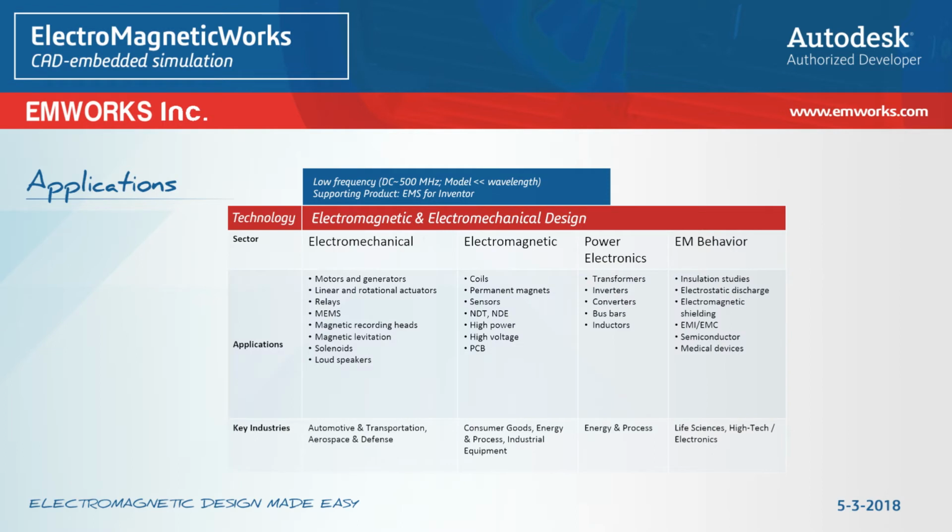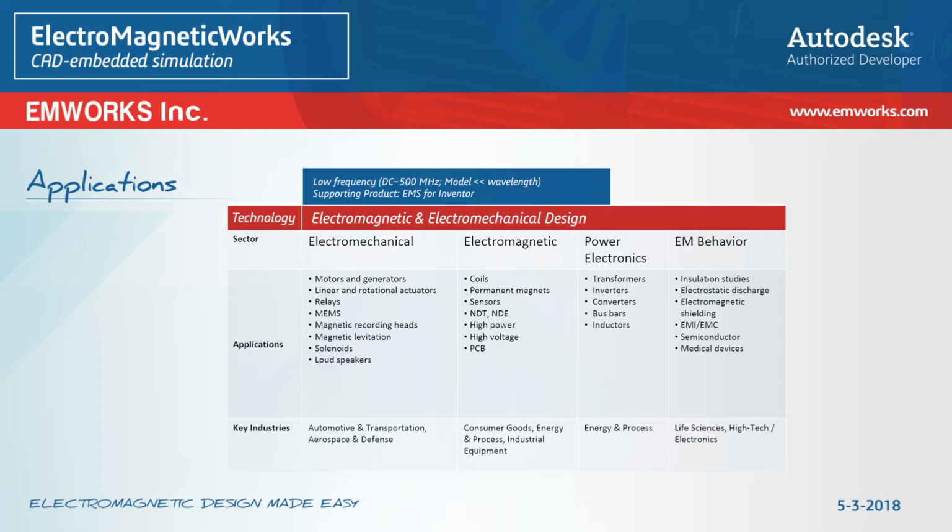Now, EMS for Inventor is a low frequency electromagnetic simulation product. It covers from DC voltage or DC currents all the way up to several hundred megahertz of AC excitation. As you can see, there are several different application areas that fall under this spectrum. We're going to start with electromechanical, which is by far the most used application for this product. In the realm of electromechanical simulation, you can do linear actuators, rotary actuators, relays, magnetic levitation, voice coils, loudspeakers, solenoids, etc.